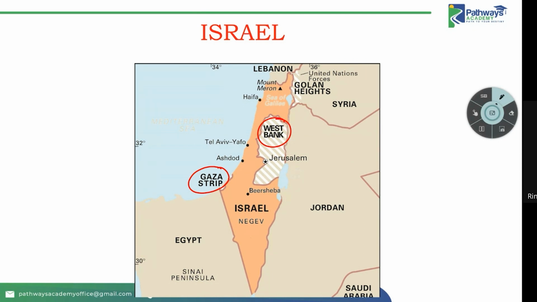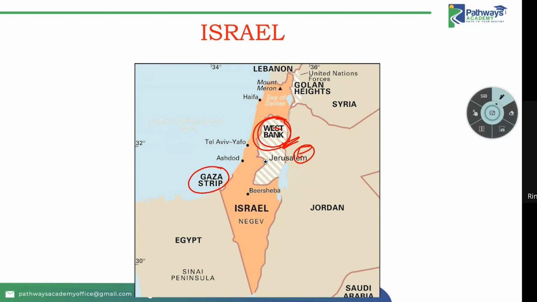In the last class, I already mentioned that whenever they give a statement regarding the West Bank, they will say that the West Bank is situated on the west of Israel. Is the statement right? No. Actually, the West Bank is situated in the east of Israel.